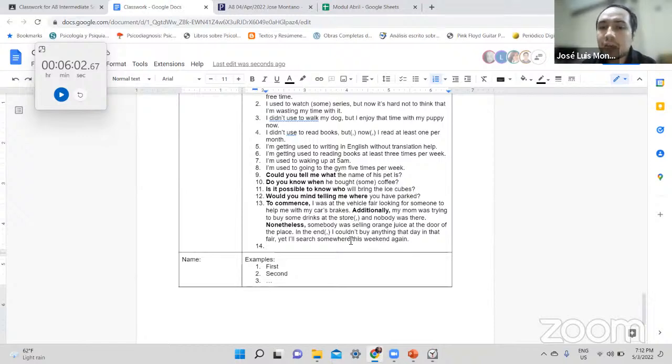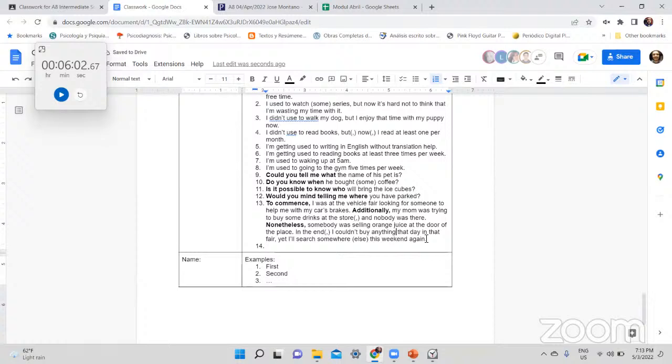Then in the end, if you realize that's also, you call this an introductory phrase. And as this is an introductory phrase, right, and I is the subject, right, in academic English, it's going to be always with, right, in the end, comma, I couldn't buy anything that day in that fair. Yet I'll search somewhere this weekend again. Okay, if you say somewhere, it's okay, but it's better if you clarify that it's a different place. It's not the same place. Somewhere can be the same place that the place that you go. But if you want to clarify that it's a different place, you can add this word. Okay, I'll search somewhere else this weekend again.